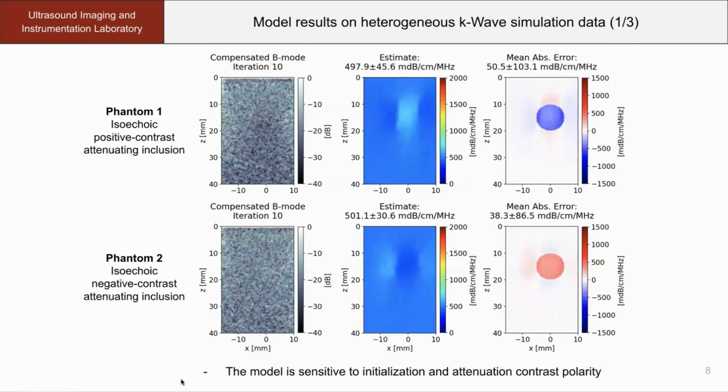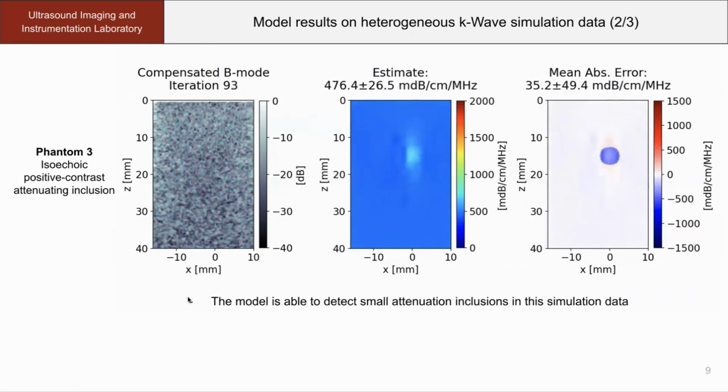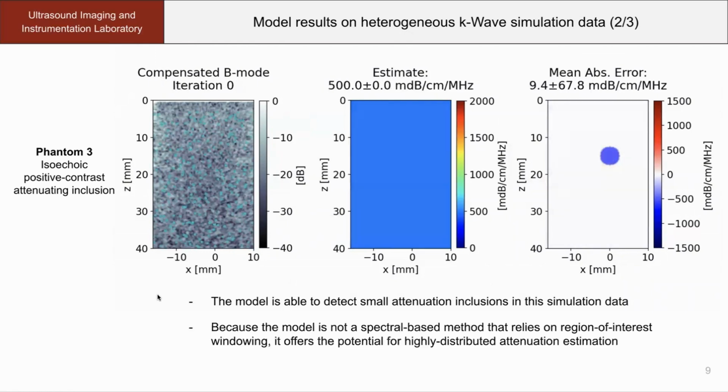And from these 2 phantoms, we see that the model is sensitive to initialization and attenuation contrast polarity. And by attenuation contrast polarity, I mean that in the case of Phantom 1, where we had a positive contrast attenuator, our model was able to reach a lower standard deviation in the mean absolute error than in the case of the negative contrast polarity. Looking at Phantom 3, which was the smaller inclusion, we can see that the model resolves the inclusion in this case. So the model is able to detect small attenuation inclusions in this simulation data in this configuration.